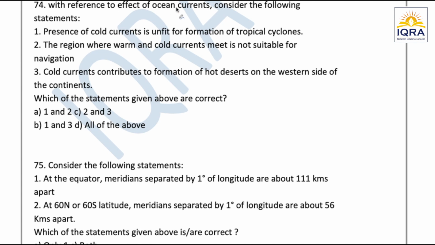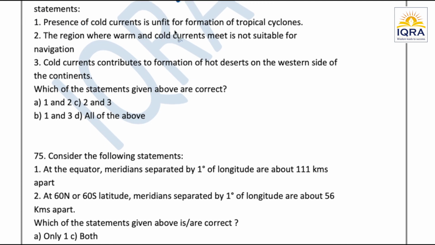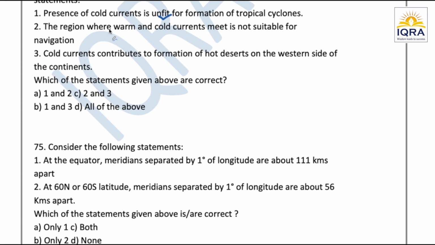Again, a question from ocean currents only. With reference to the effect of ocean currents, consider the following statements. Statement 1 says that the presence of cold current is unfit for the formation of tropical cyclones. So yes, this is the correct statement. Cold current is unfit because 27 degrees Celsius is anyway required for the formation of tropical cyclones. So this is the correct statement.